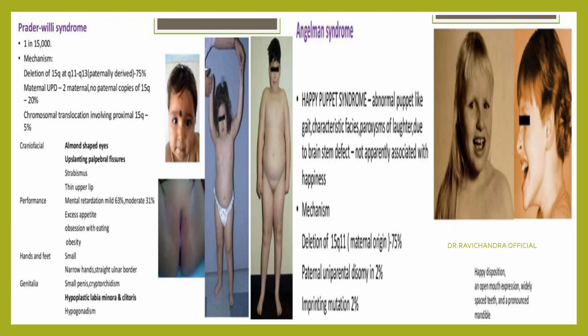Angelman syndrome is also called happy puppet syndrome, as there is an abnormal puppet-like gait, characteristic faces, and paroxysmal laughter due to a brainstem defect, not apparently associated with happiness. The mechanism here is deletion of 15q11 of maternal origin. There will always be an open mouth expression, widely spaced teeth, and a pronounced mandible in Angelman syndrome persons.